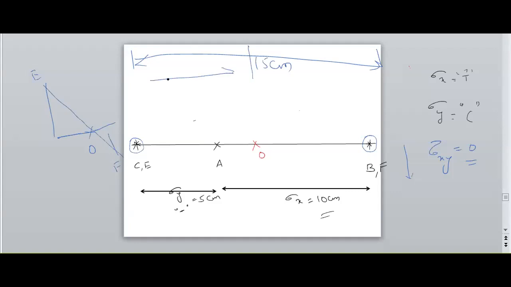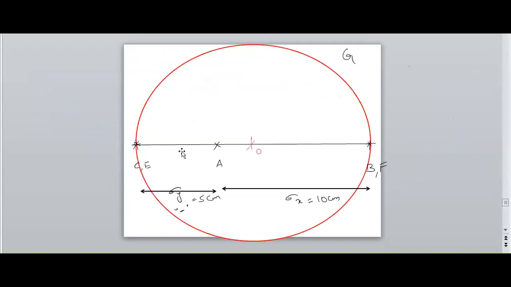That is 7.5 centimeters from F and 7.5 centimeters from E. So with that, I need to draw a point which is at a distance of 7.5 centimeters from E and a distance of 7.5 centimeters from F. Next step is, with the radius OE, draw a circle.